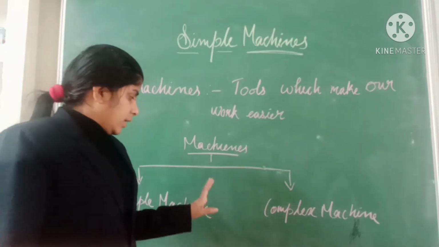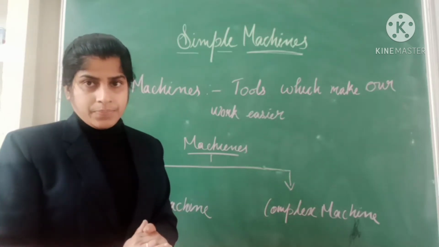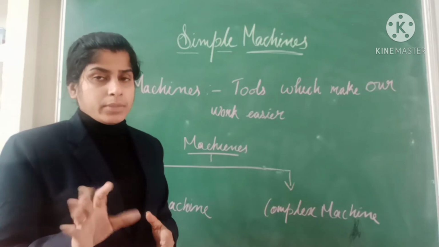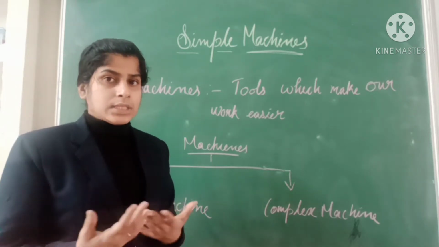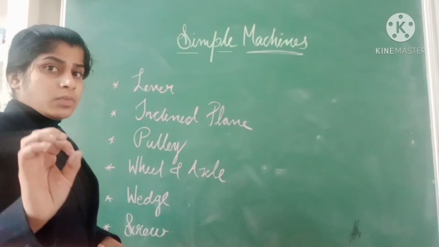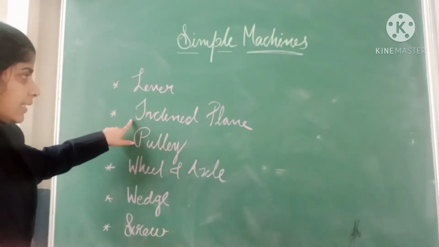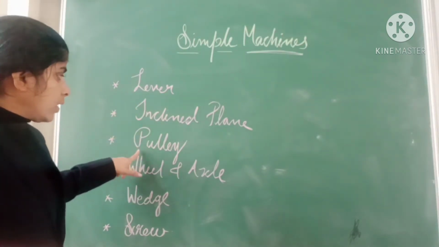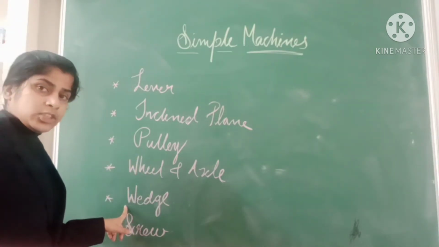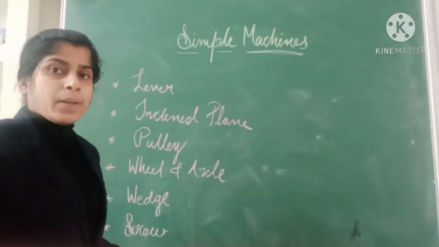In this chapter we are going to discuss simple machines. Here we are going to discuss 6 simple machines. What are the 6 simple machines? The first one is lever, then inclined plane, pulley, wheel and axle, wedge and screw. These are the 6 types of simple machines.